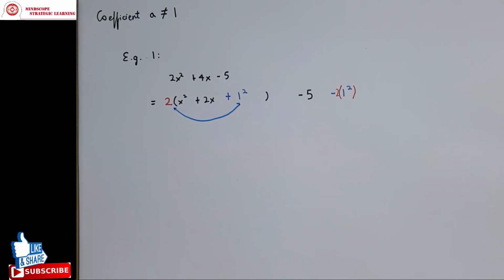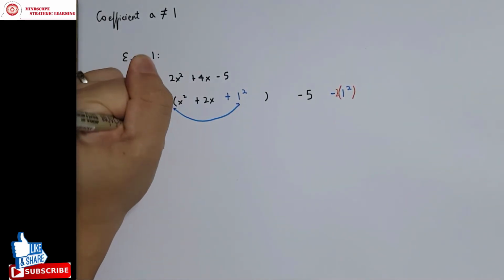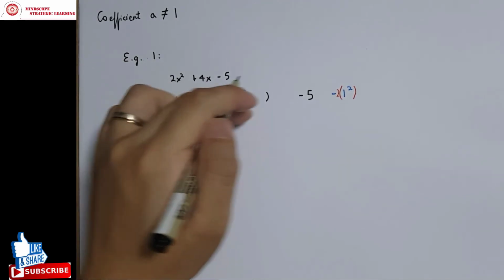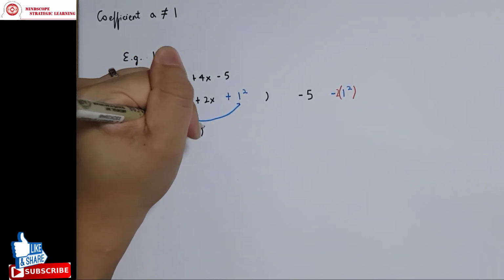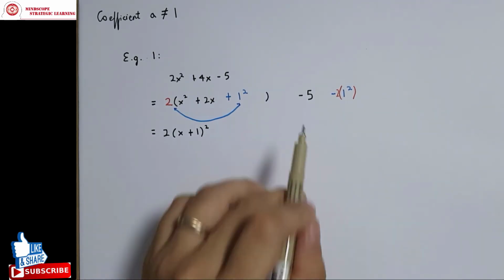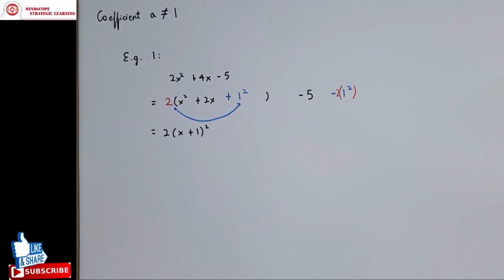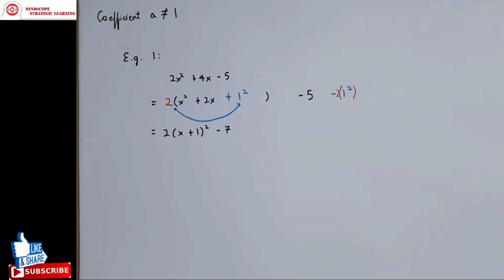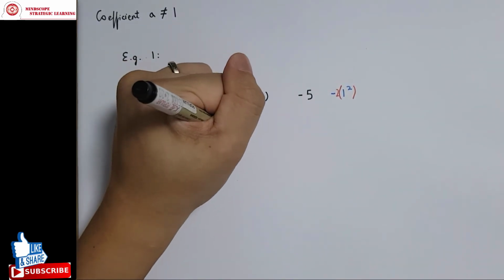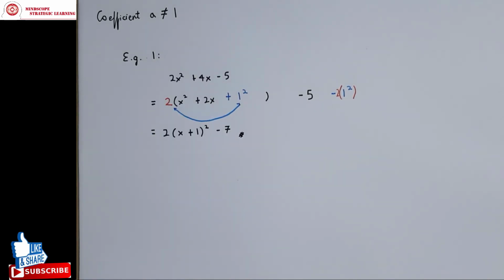So here we can continue. So that is going to be 2. These 3 terms factorize into (x plus 1) bracketed square. And then we have minus 5 minus 2. That will give us minus 7. Alright. So that is the completed answer.